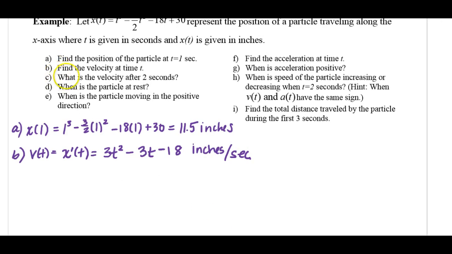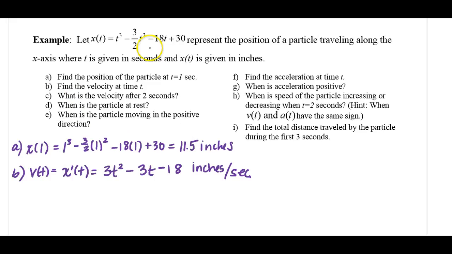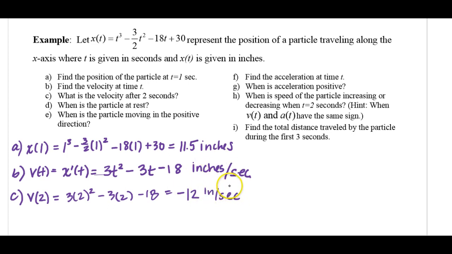Alright, so part C, scroll down a little. Part C, what is the velocity after 2 seconds? So now I have this velocity function in terms of t. All I'm being asked to do here is substitute the 2 into my velocity function. So 3 times 2 squared minus 3 times 2 minus 18. And skipping the arithmetic again, I'm going to get negative 12. And my units are velocity, so inches per second.